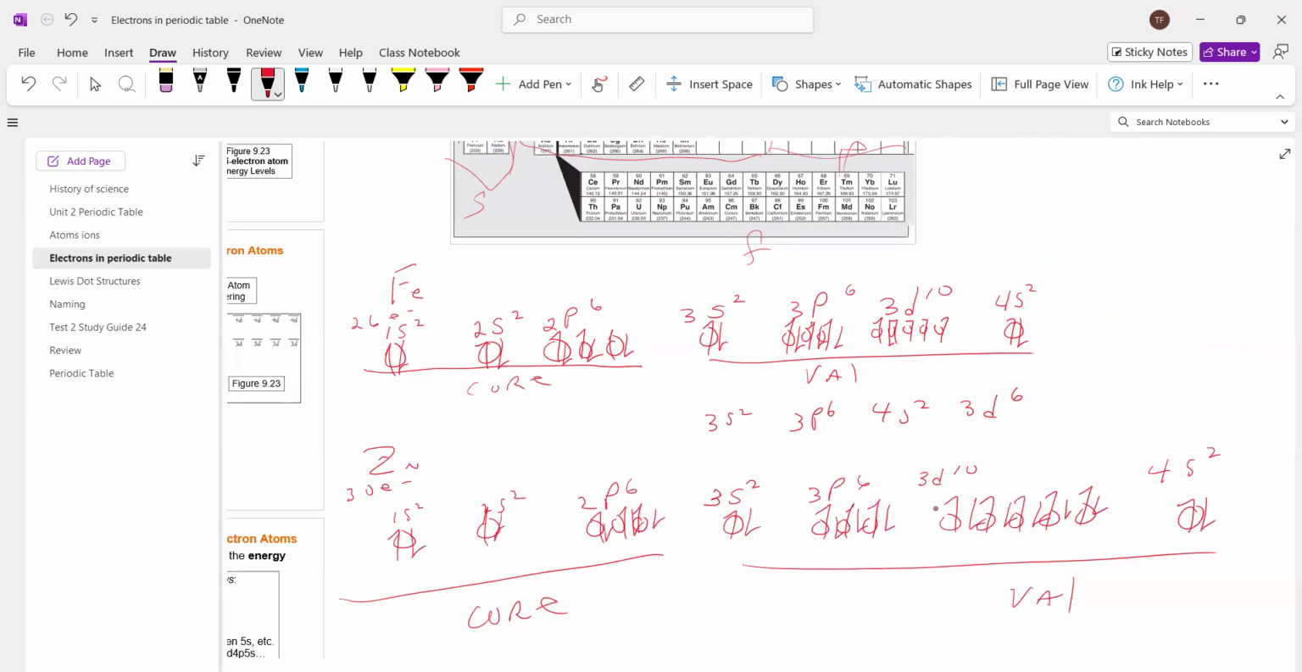Now, zinc is a pretty stable metal. Not like a noble gas, but it's more stable than a lot of the metals. So you frequently can find zinc metal in nature. Notice there's no 4Ps. So that means it's not a full shell. But we have a full subshell, which is more stable than not having a full subshell. Okay, so that would be zinc.